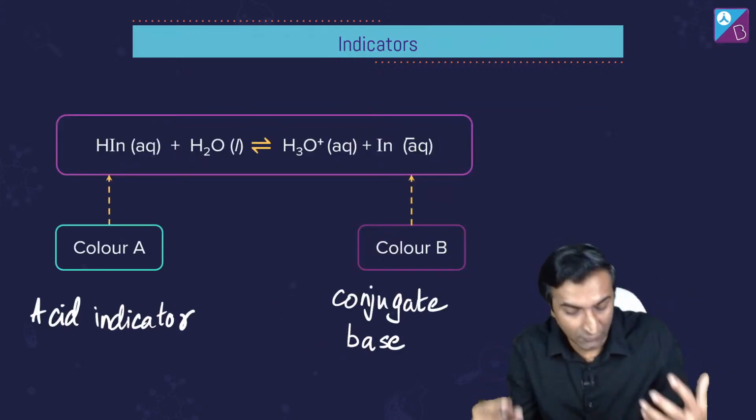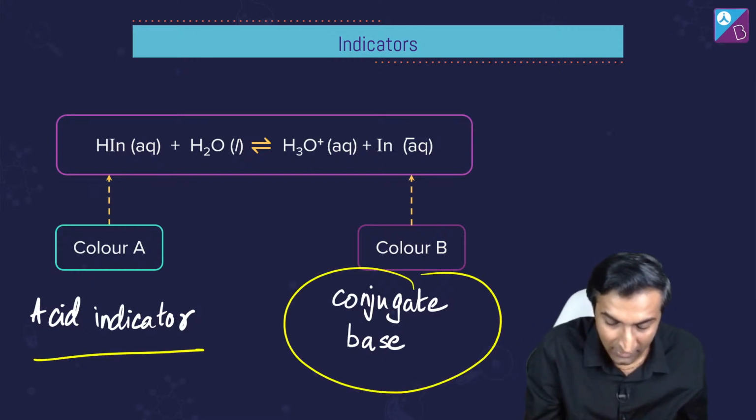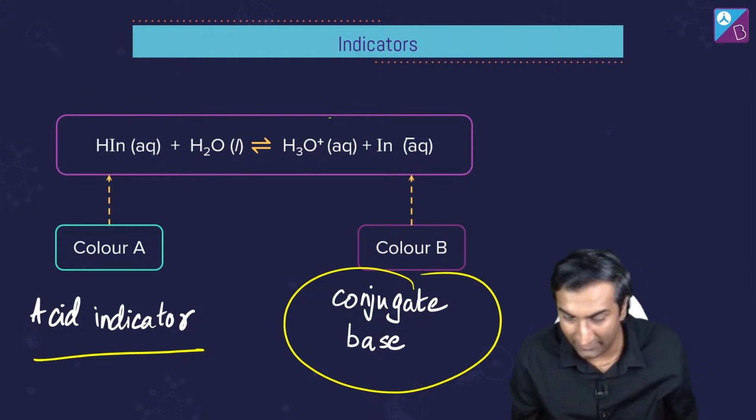In case of phenolphthalein specifically, this is how it is. Yeah, this is the acid indicator. So conjugate base बनता है, which is HIn and In minus, etc.